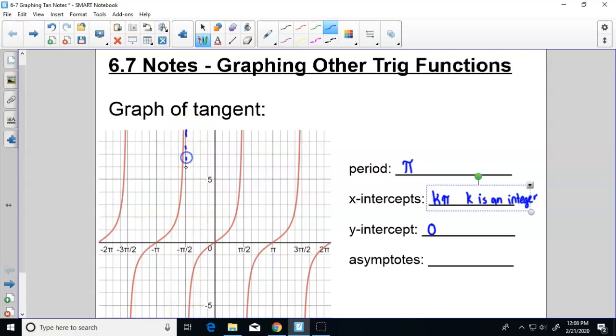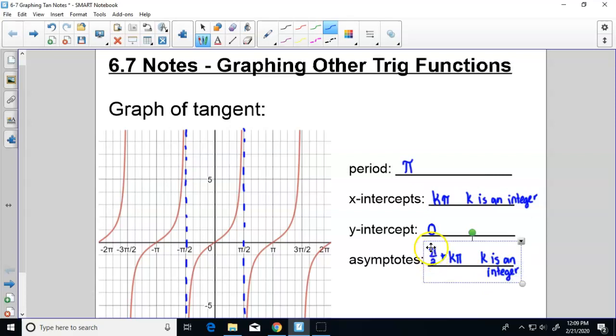So you can see right here, you've got over and over again these vertical lines where the graph gets closer and closer and closer, but it does not touch those lines. So these are our vertical asymptotes. You'll notice they're at negative pi over 2, positive pi over 2, 3 pi over 2, basically all of your pi over 2s. The way that we would write that here would be pi over 2 plus k pi, and we would still say k is an integer.